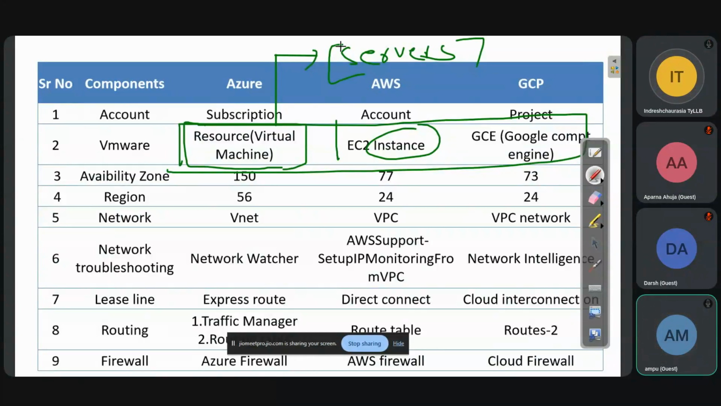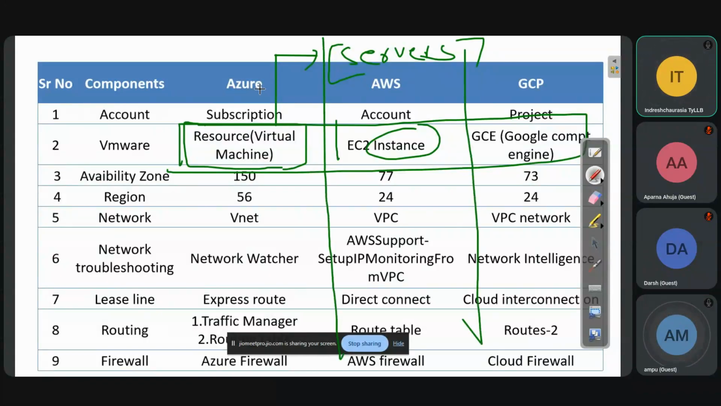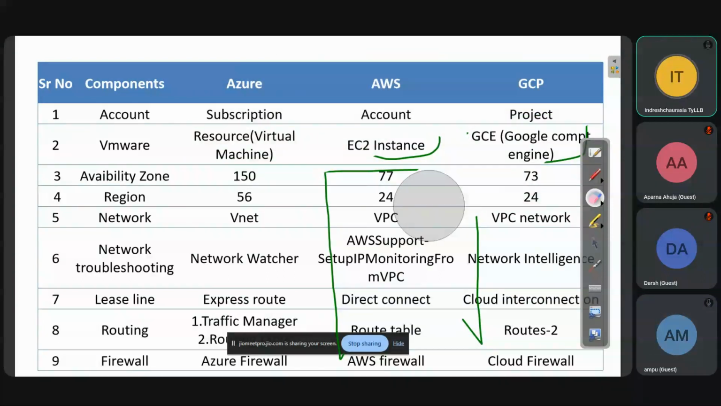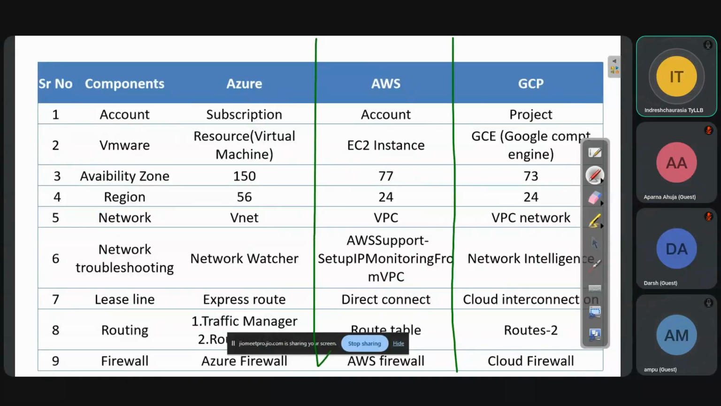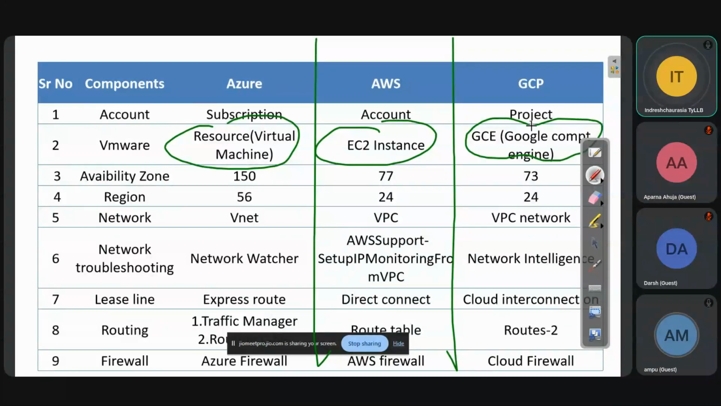I have taken the comparison of the three main clouds. One is Azure, owned by Microsoft. One is AWS, owned by Amazon. The other is GCP, the Google Cloud Platform. Now, you cannot say just server in Azure, AWS and GCP. You have to refer to it as a virtual machine, EC2 instance, or Google Compute Engine. It is nothing but a simple server, either a web server, an application server, or a database server.